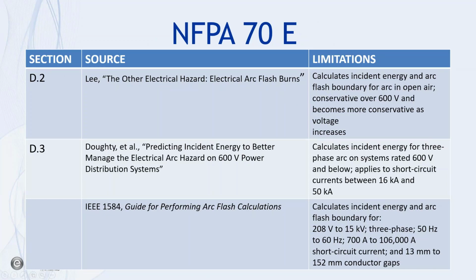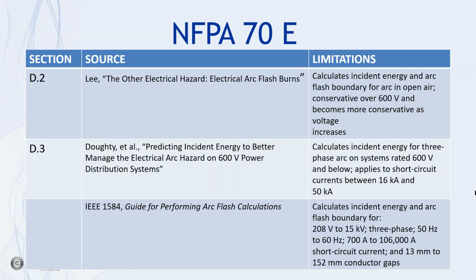All right, so NFPA 70E in the current version and the previous version of 1584 actually suggested that the Lee equations could be used in that they had the ability to calculate incident energy for open air three-phase arcs above 600 volts. But it was acknowledged that as you get to greater and greater voltage levels, the results become more conservative, which means that the incident energy calculations are relatively high.